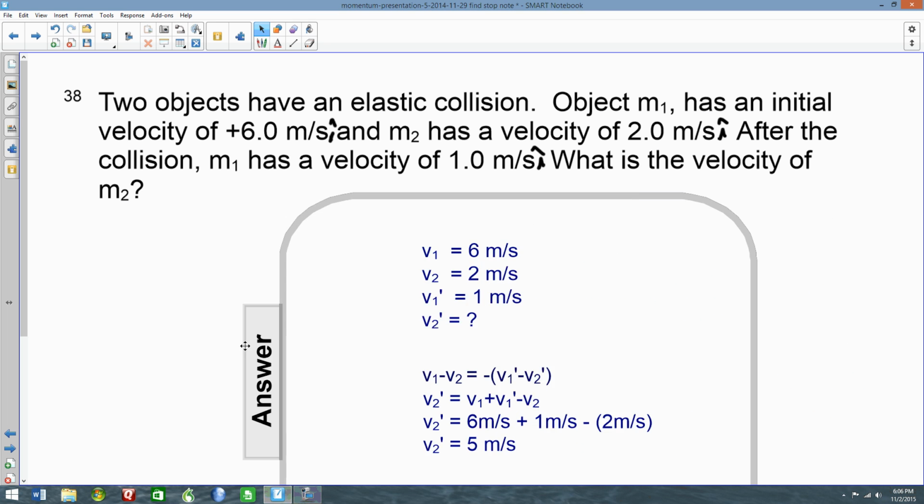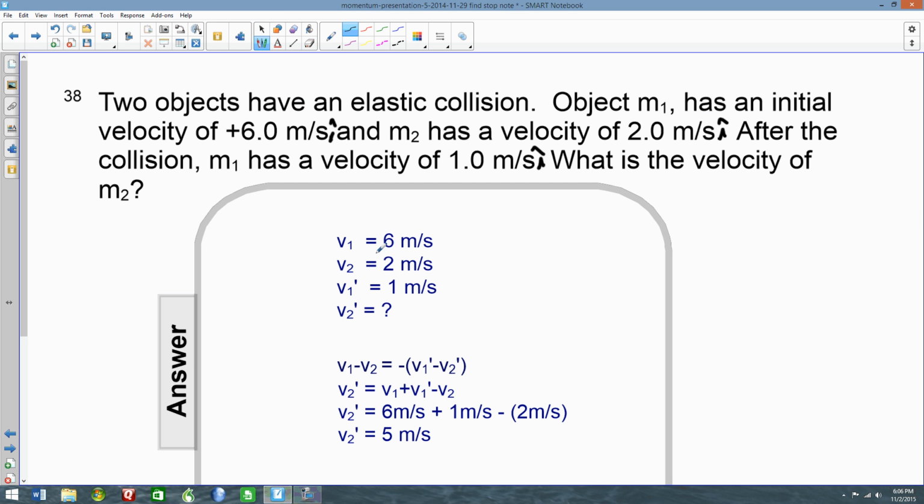Okay, so let's take a look and see if you got the right answer. Writing out our given information, we have V1 is equal to 6 meters per second, V2 is equal to 2 meters per second, V1 prime is 1 meter per second, and V2 prime is what we're looking for. Using our equation and solving for V2 prime, substituting in our numbers with our units and unit vectors, we end up with V2 prime is equal to 5 meters per second.